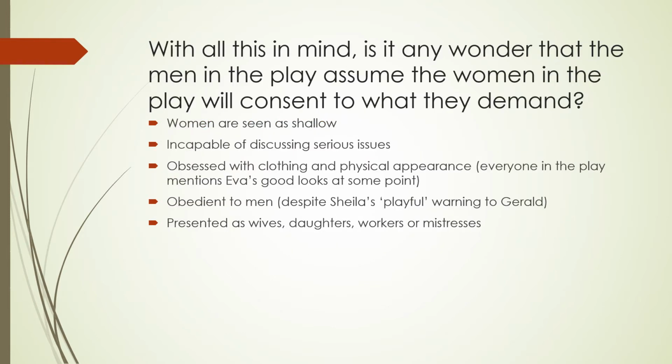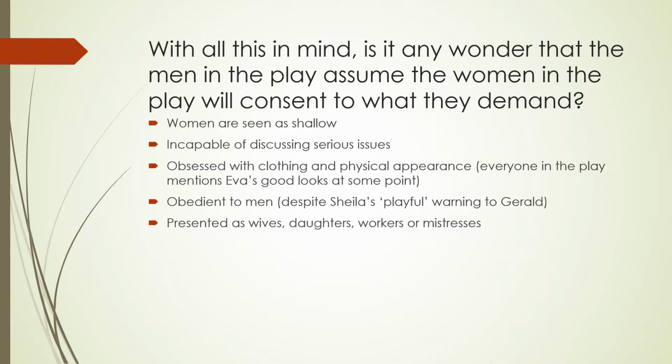Okay, so with all this in mind, is it any wonder that the men in the play assume the women in the play will consent to what they demand? Women are seen as shallow, they're incapable of discussing serious issues. So if we remember when Mr. Birling is having his business talk with Eric and Gerald, Mrs. Birling and Sheila are not there, because they're not capable of discussing those serious issues. The men seem to think that the women are obsessed with clothing and the physical appearance. Everybody in the play mentions Eva's good looks at some point, that she was a pretty girl.